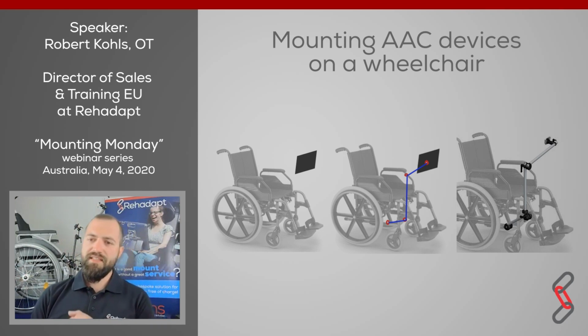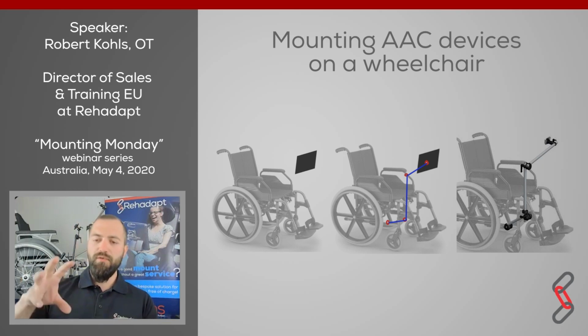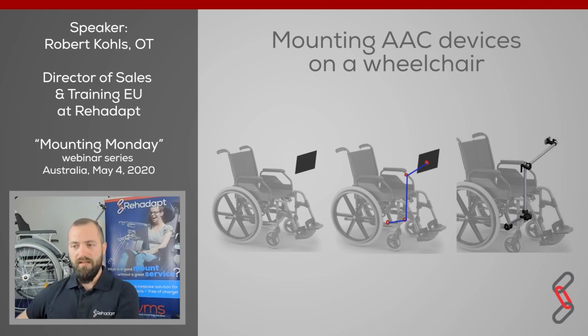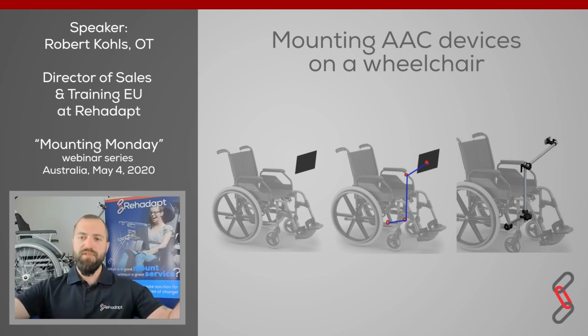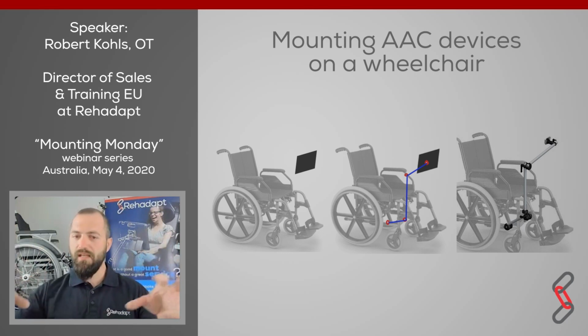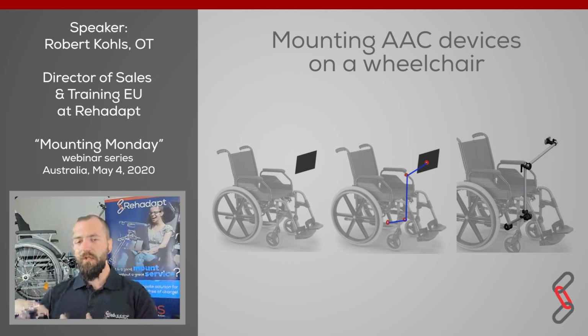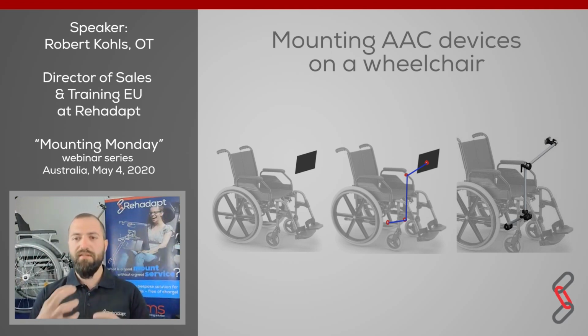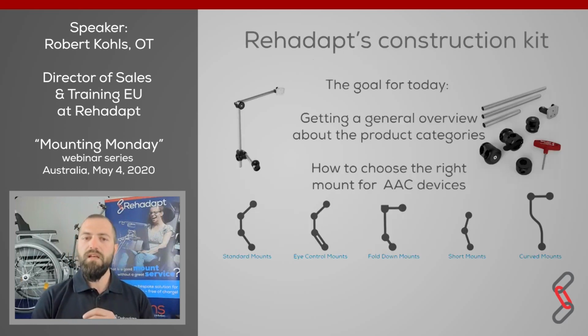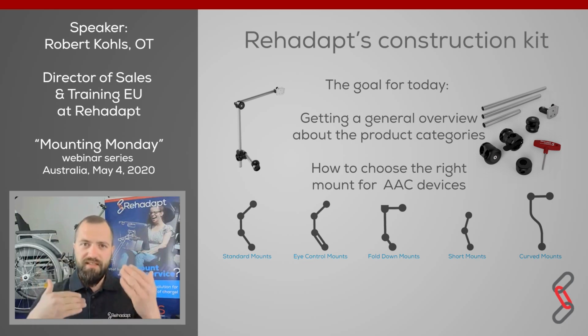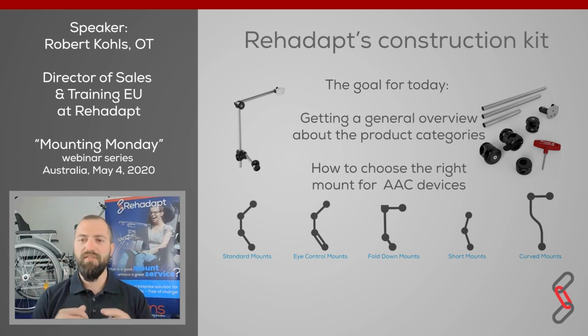So as you can see here, this is a typical standard scenario of how we think you can mount an AAC tablet-based device to a wheelchair, most of the time with three tubes that give us the length between a connection point on the wheelchair and the position where the communication system must be. These three tubes are connected with a couple of joints that hold everything stable enough together. So the goal for today is to give you an overview of what is possible, what the differences are, and what you need to think about when mounting AAC devices.